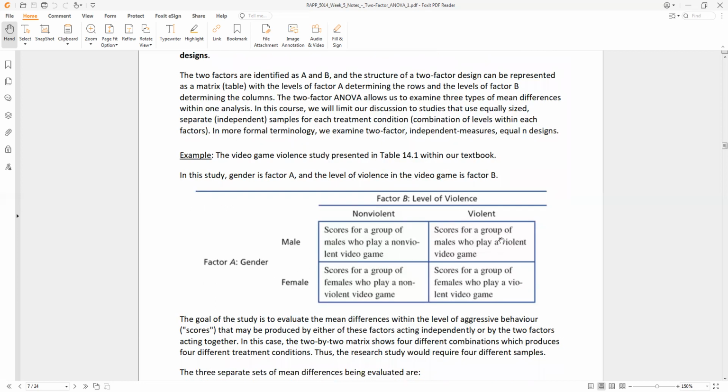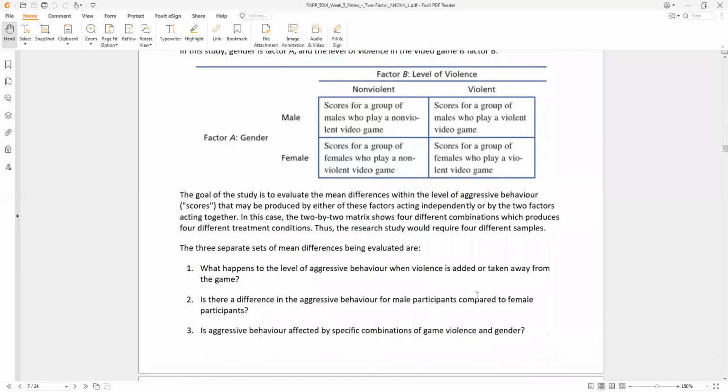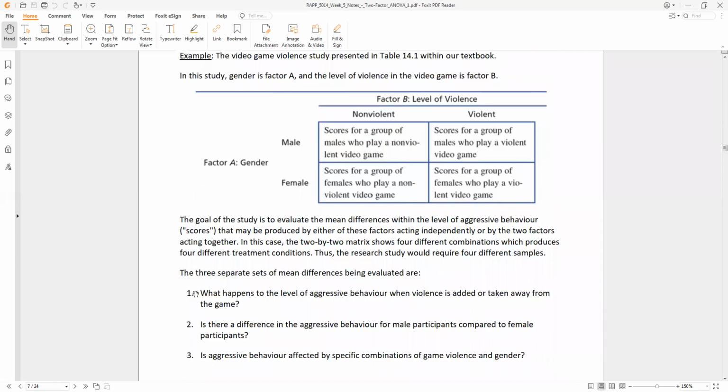Okay, so we have four different groups, right? We have to take our subjects and break them into four different groups. We have the men who are being split into non-violent and violent games, and we have the women who are being split into non-violent and violent games. Okay, and so we have these first two tests, which is what I already mentioned, right? What happens to the level of aggressive behavior when the violence is added or taken away? Is there a difference in aggressive behavior for male compared to female participants?